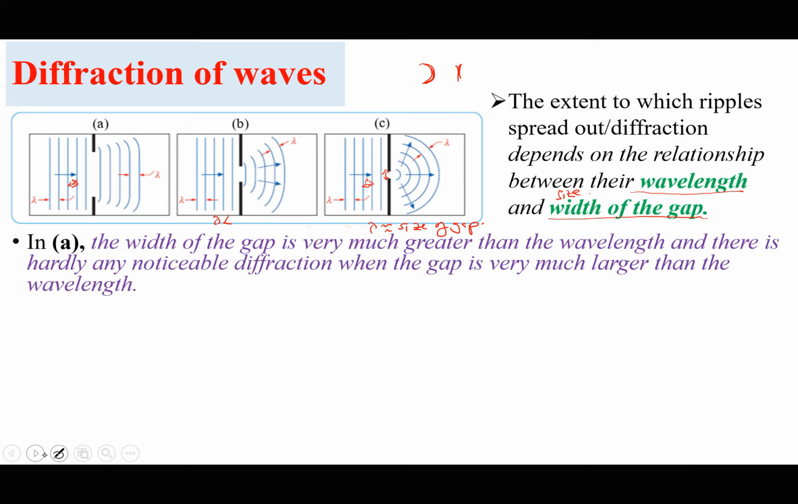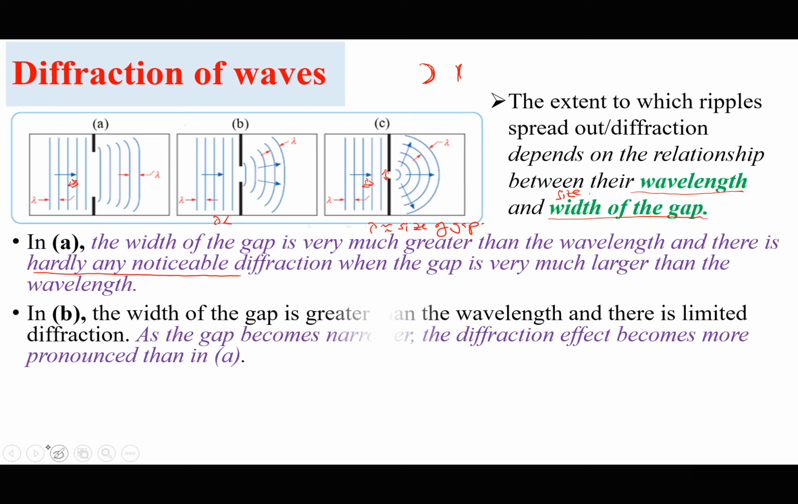So in A, the width of the gap is very much greater than the wavelength, and there is almost no noticeable diffraction when the gap is much larger than the wavelength. So there is not enough diffraction when the size of the gap is much bigger than the wavelength. This is going to account for the reason why we cannot see someone who is just behind the door, even when the door is opened, simply because the wavelength of light is much smaller than the size of the door.